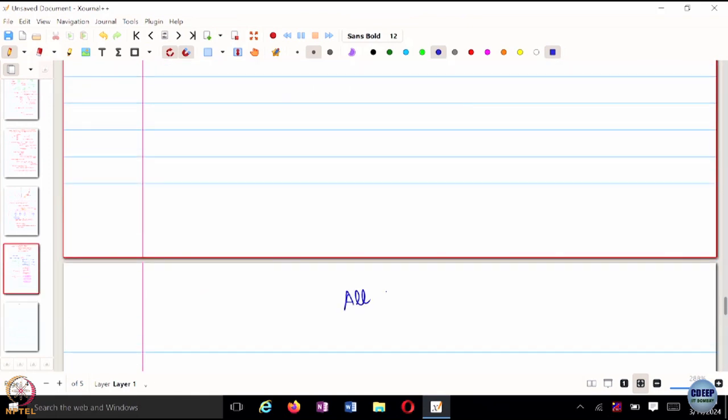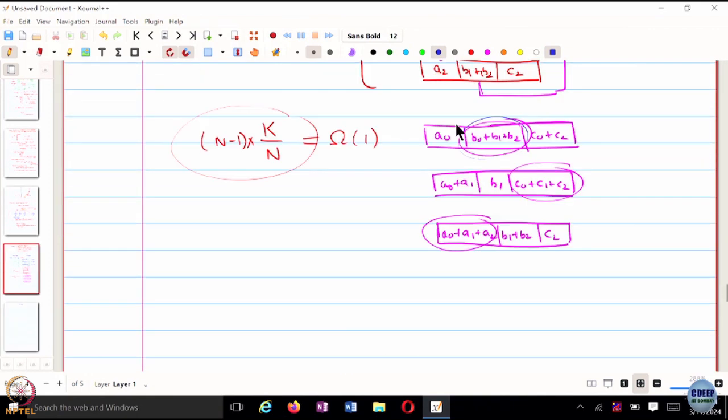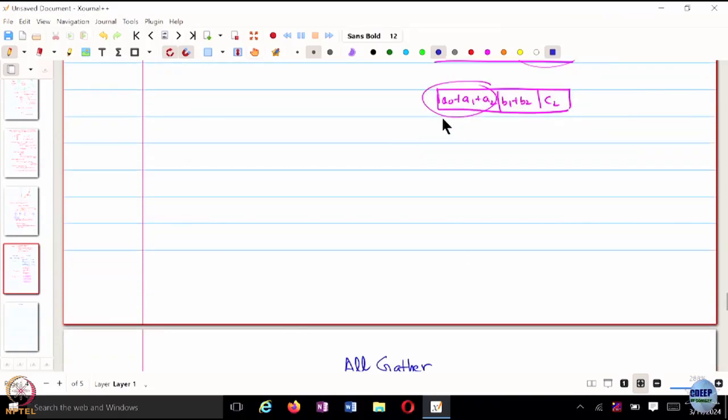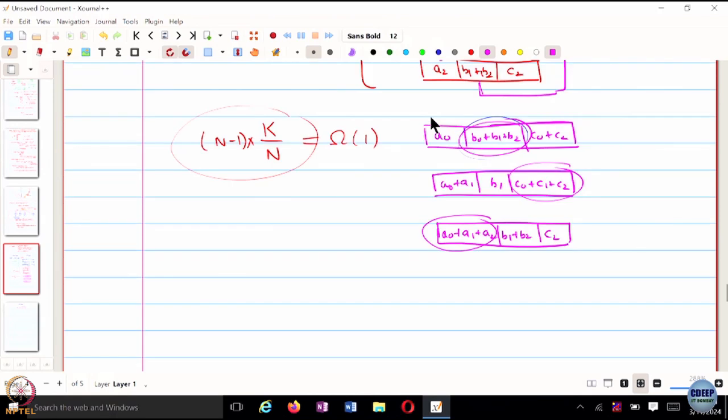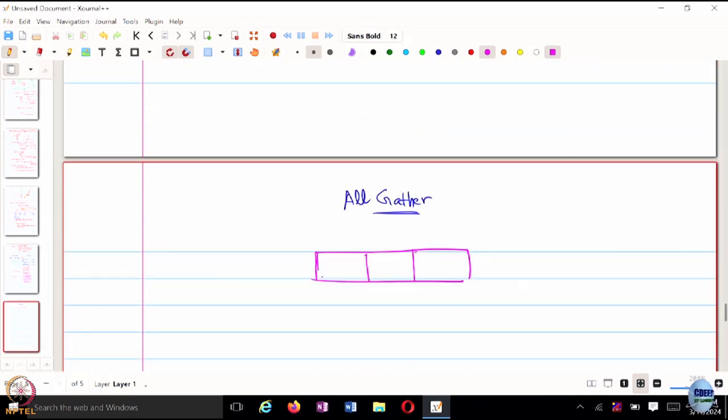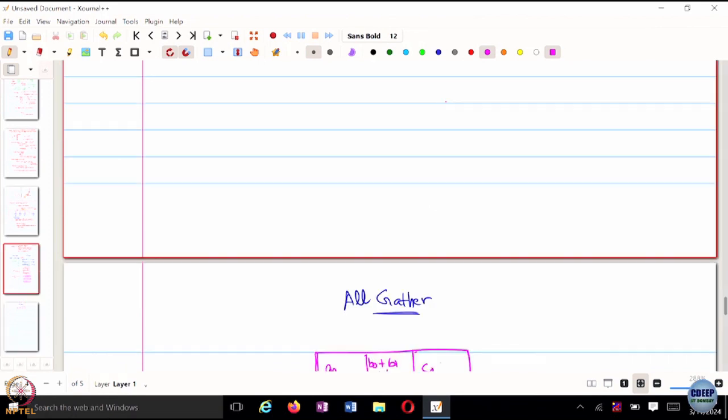So then you have the all gather step. And what happens in all gather? Let's see what is the state after the scatter reduce step. So let me redraw it. A0 ... C0 plus C2.